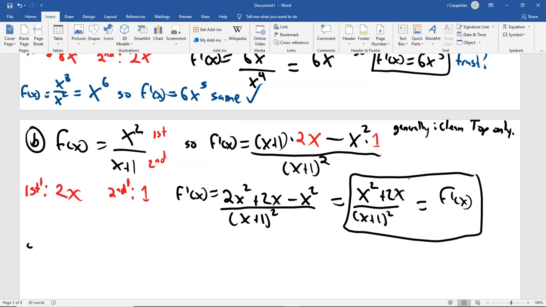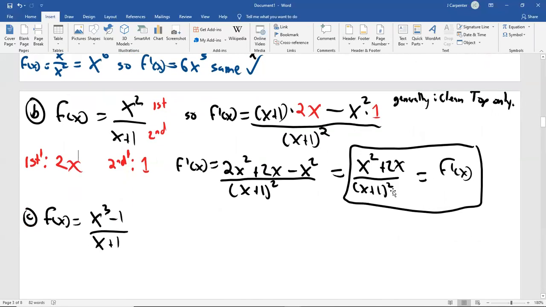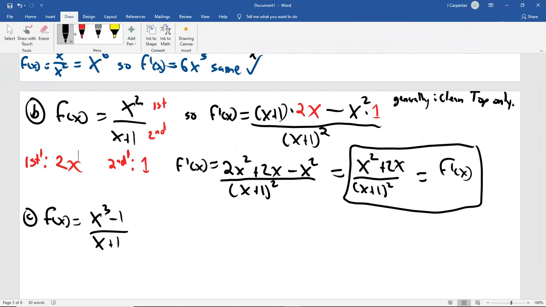So let's do another one. f of x equals x cubed minus 1 over x plus 1. So once again, it's a good idea to label first and second, or top and bottom. I'll do top and bottom this time just to mix things up. So I'll call the x cubed minus 1 the top, the x plus 1 the bottom.